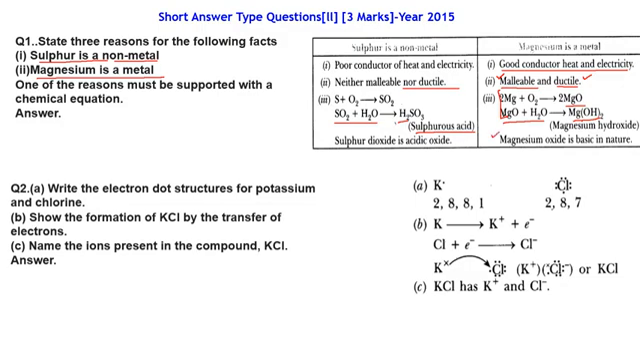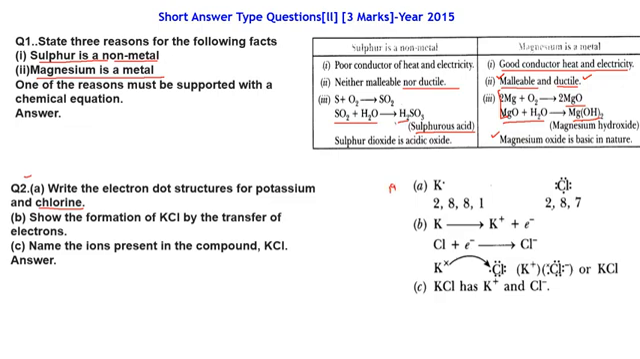So let's go to the next question. Write the electron dot structure for potassium and chlorine. To draw the electron dot structure, it is very important first to know the atomic number. Once you know the atomic number, potassium's atomic number is 19, right? Then write the electronic configuration: 2, 8, 8, 1.